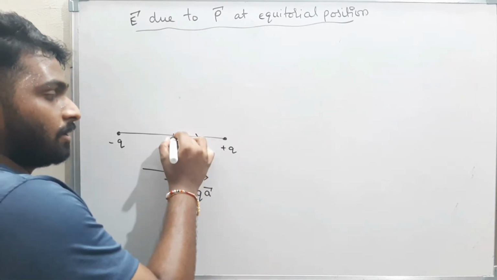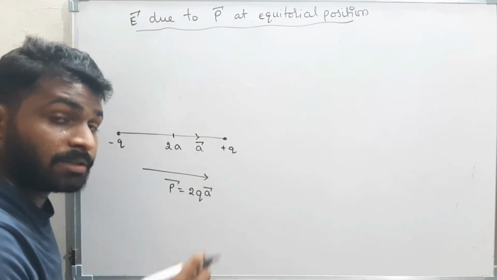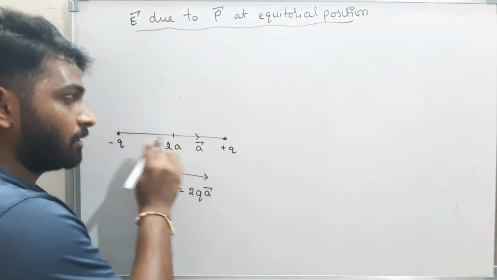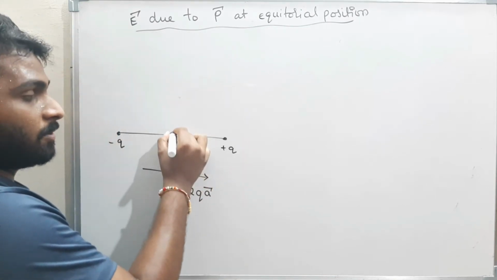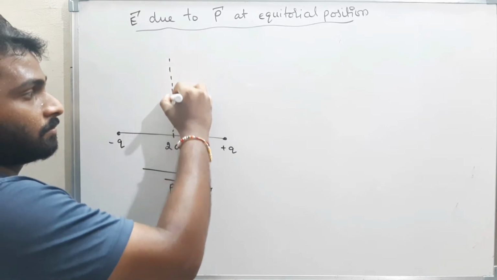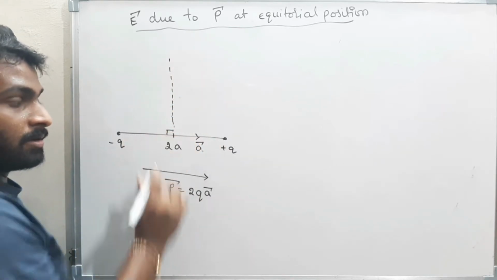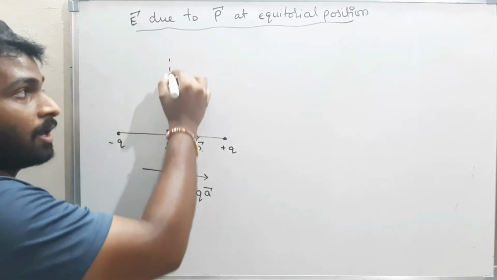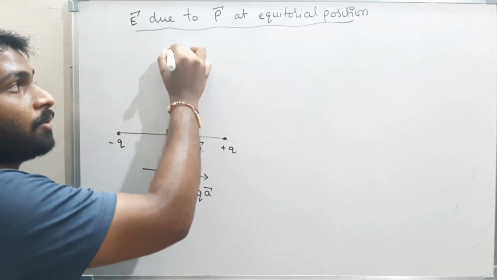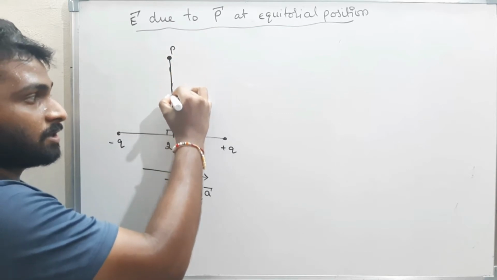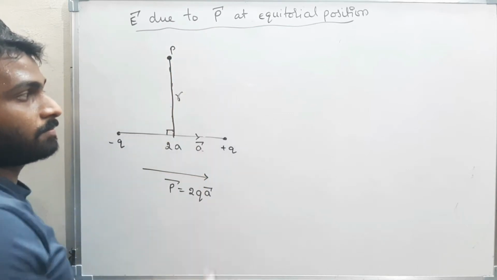Okay. Now, equator, what is the meaning of an equatorial point? They are exactly on the perpendicular bisector. What is a perpendicular bisector? This is the perpendicular bisector. This is A, and this is making 90 degrees. Now I am assuming a point here, point P, which is at a distance R.